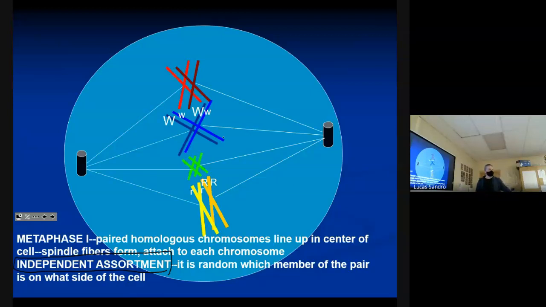That's the take home. Crossing over and independent assortment are the things that make these cells that we're producing different from each other. Beyond this, it just looks like mitosis times 2. Watch. Right, did you all get all that written? Okay. So next.